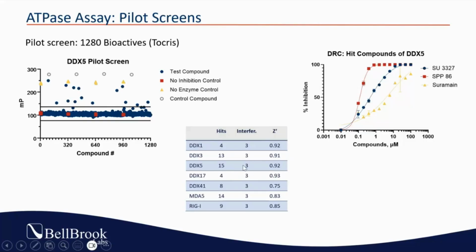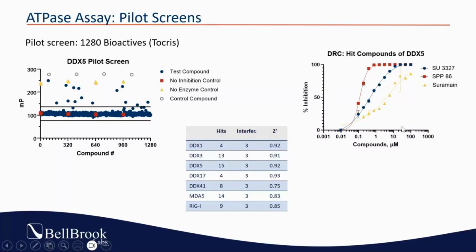15 hits. We always triage interfering compounds. We run a mock screen, setting up an assay that looks like a completed enzyme reaction, but with no enzyme present. And from that, we found 3 interfering compounds. And you can see the screens that we ran with all of these were very good, robust assay windows, Z primes, most of them around 0.9, with the exception of DDX41, which is still above 0.7. So quite robust for high throughput screening.